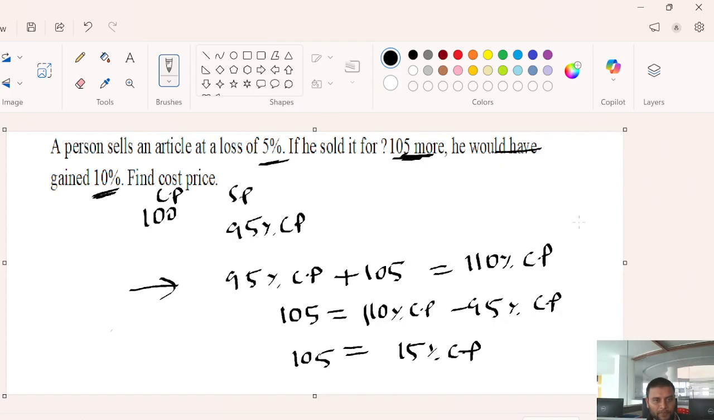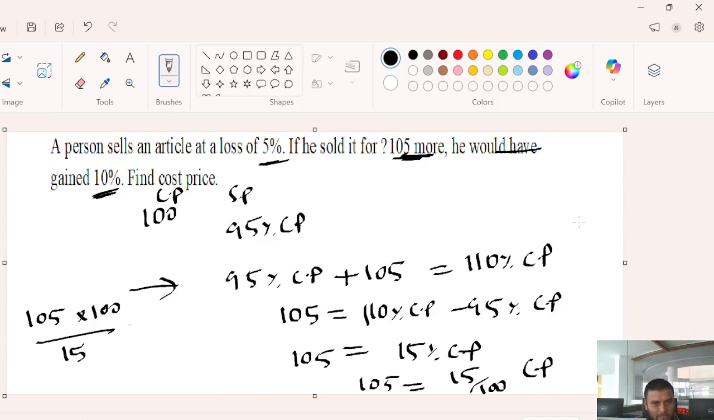So we can say, I am writing over here, 105 is equal to 15 percentage, means 15 by 100 of CP. So CP value will be 105 into 100 by 15. That will be giving us the cost price of the article. You can simply cancel, guys. 5 2s, 5 1s, 5 3s, 700. So the cost price of the article will be 700.